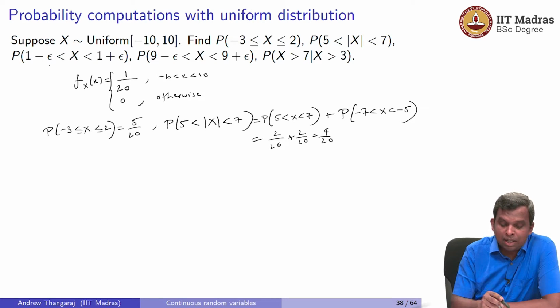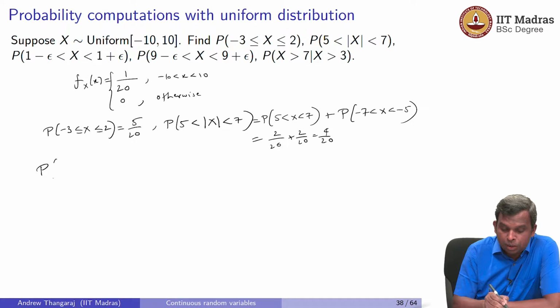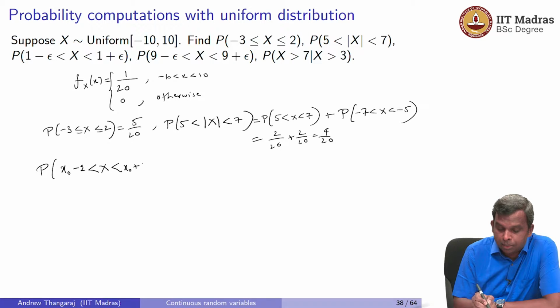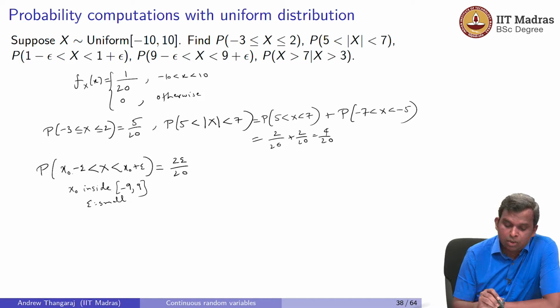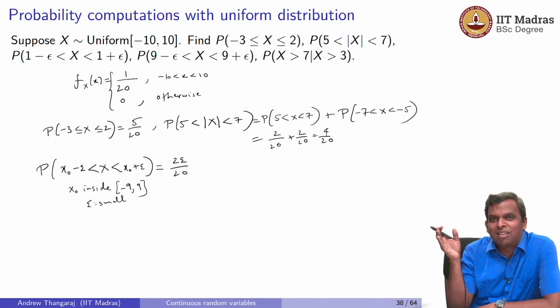So there's this x naught minus epsilon, x naught plus epsilon. All that matters is the width of 2 epsilon. So the probability of x naught minus epsilon less than x less than x naught plus epsilon is going to be 2 epsilon by 20, for any x naught inside, let's say minus 9, something like that. Okay, so epsilon small, so x naught is inside sufficiently. I'm just doing it so that x naught plus epsilon won't go outside of 10. Okay, so that's a problem.